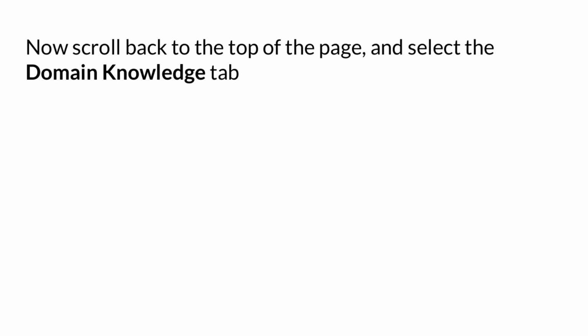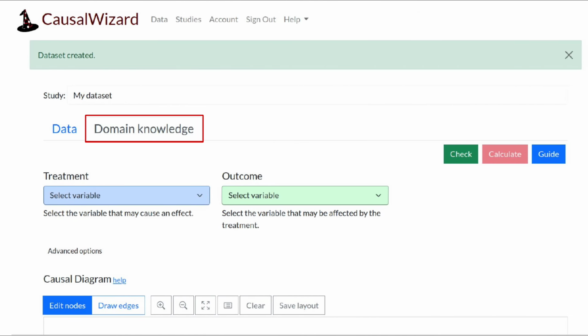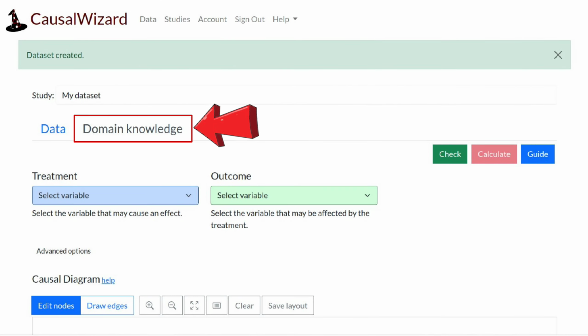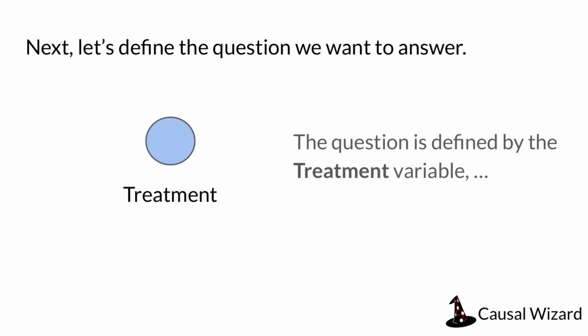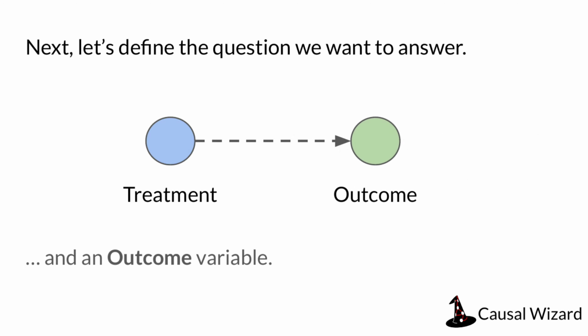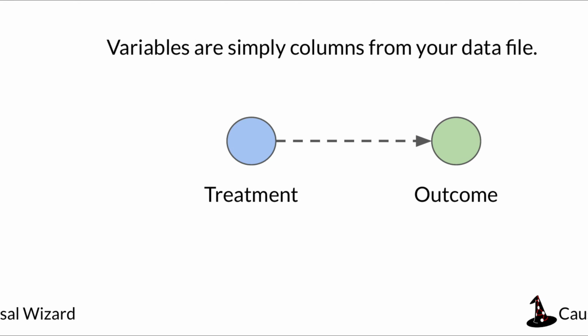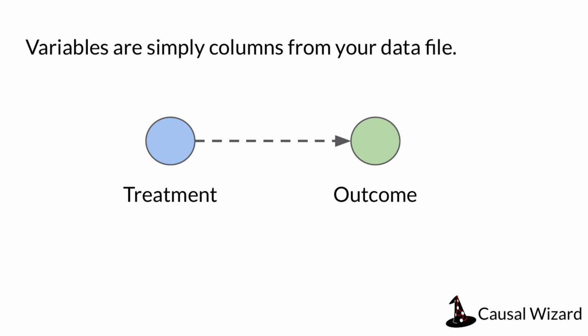Now let's scroll back to the top of the page and change to the Domain Knowledge tab. There are two things to do here. First, we will define the question we want to answer. The question is defined by a treatment variable and an outcome variable. Remember, variables are simply columns from your data file.